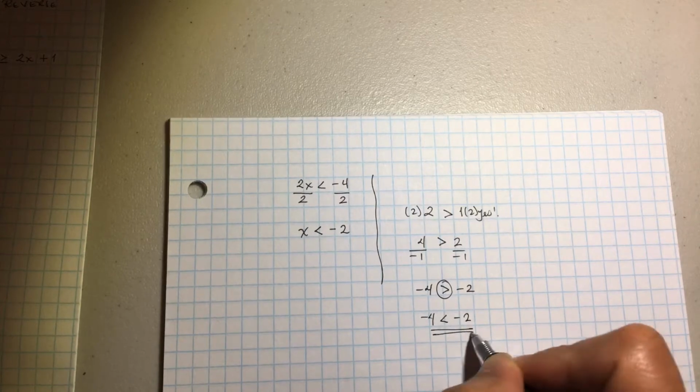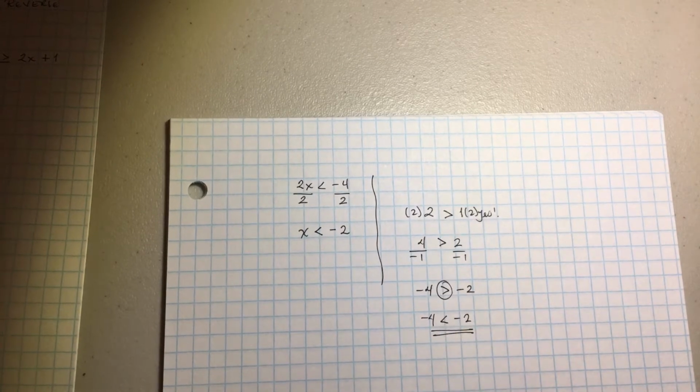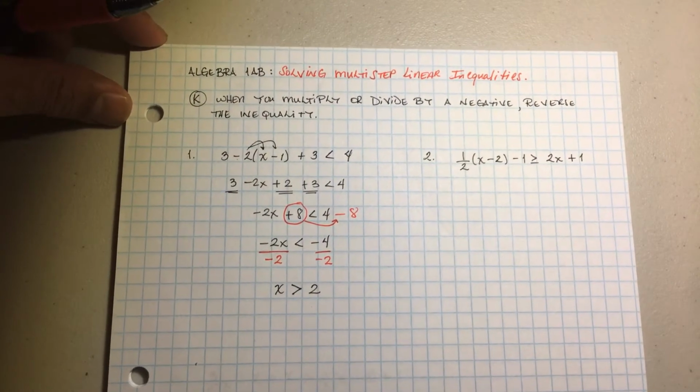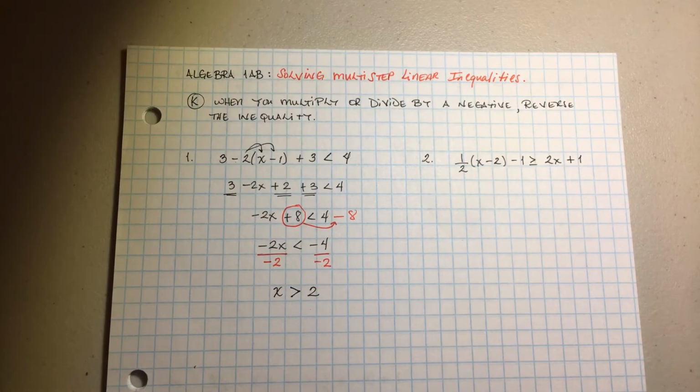So we have to reverse the inequality to make sure that it makes a true statement. And that's the essence of why we have to do that when we divide by a negative. So let's continue to see if we can do some more of these, okay? Notice we have a fraction, right? So what you want to do is get rid of that fraction.